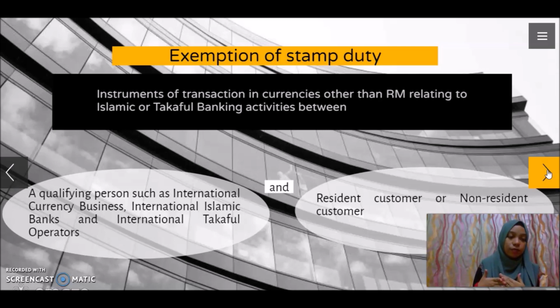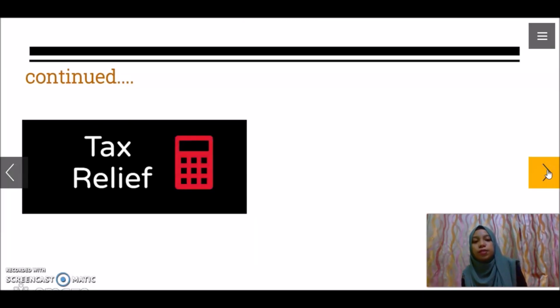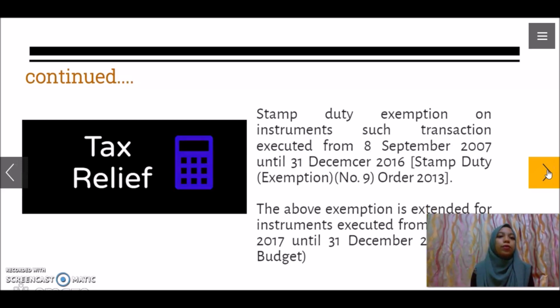So what is the meaning of stamp duty? Stamp duty is the tax levied on legal documents, usually in the transfer of assets or property. So how does it work for the qualifying person? It will exempt all instruments executed that are related to the Islamic or takaful bank. Examples of instruments related to the Islamic bank are isti'anah, ijarah, sukuk, and others.